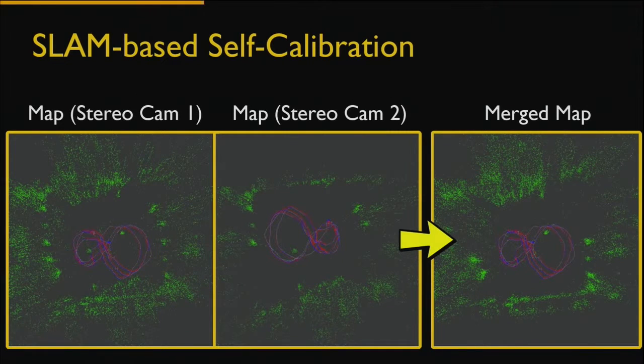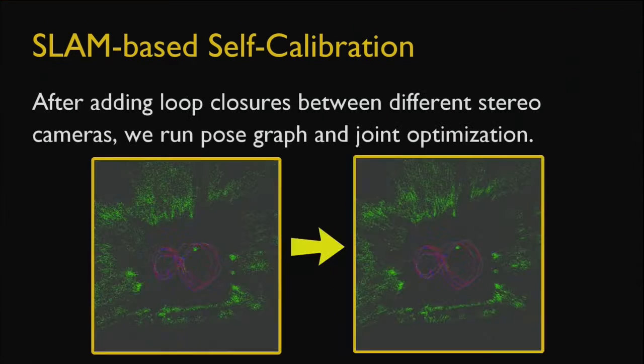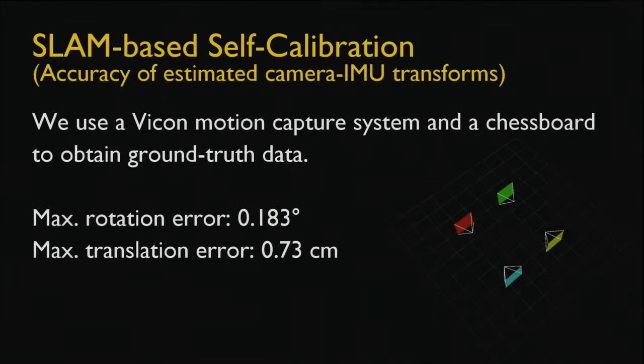And then we have the two maps, and we combine the two maps into one. And then we look for loop closures between different IMU cameras. They are very important because they are a very strong prior for accurate inter-camera transform. Now, after we add the loop closures between the different cameras, you run pose graph and joint optimization to get the map and the calibration parameters.